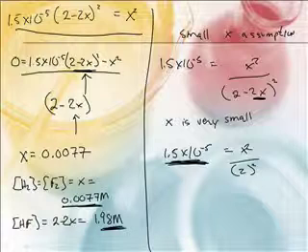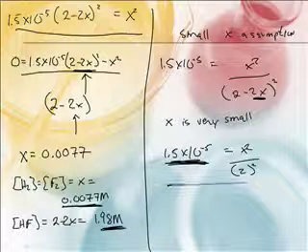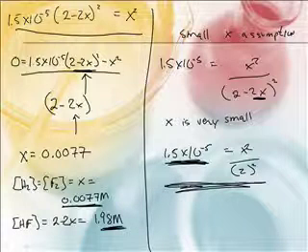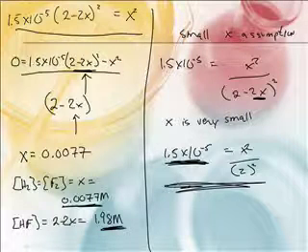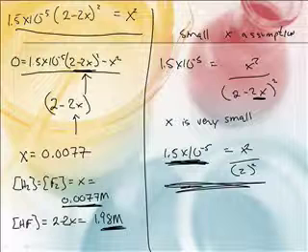Also, the AP test accepts this method as a valid method for solving for x. So if you don't have a graphing calculator, use the small x assumption. Check to make sure your answer is in fact less than 5% of the initial value, and that's a safe assumption to make, and it's acceptable. Okay, I believe we got one more.